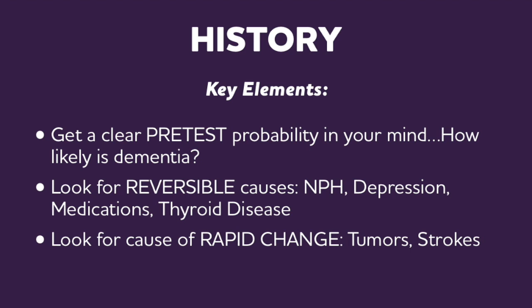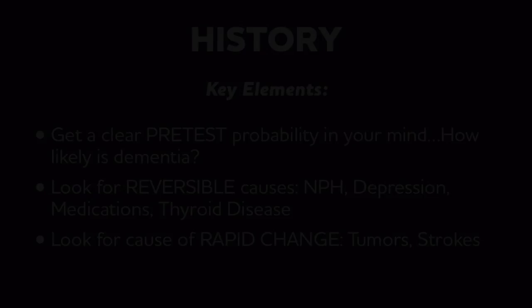As you start into the history of this problem, you want to think of three key elements. Get a clear pretest probability in your mind. How likely is dementia? Look for reversible causes. Of course, this is something you don't want to miss. And finally, since one of the key attributes of dementia is that it is a slowly progressing illness, look for things that cause more rapid changes, such as tumor or strokes.